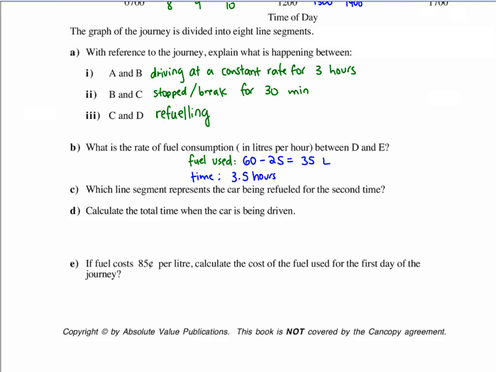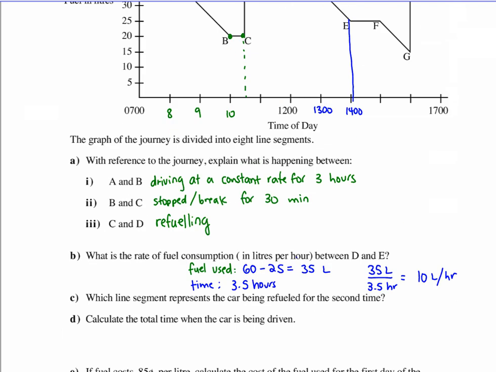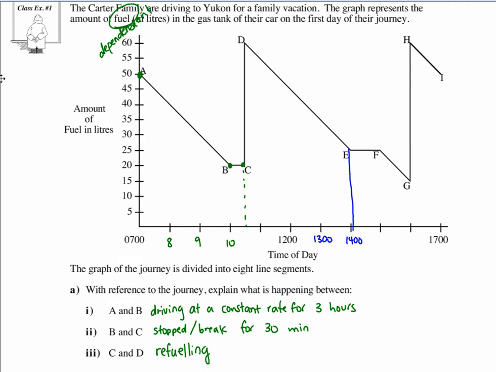So our fuel consumption would be a rate, so we're going to divide them. 35 liters, because we want liters per hour, divided by 3.5 hours. And so when you divide that, we get 10. 10 liters per hour is the rate at which they're burning fuel. Okay, so which line segment represents the car being refueled for the second time? So that would be here, GH.